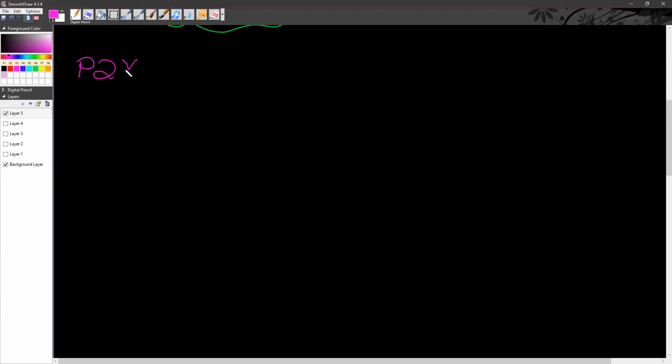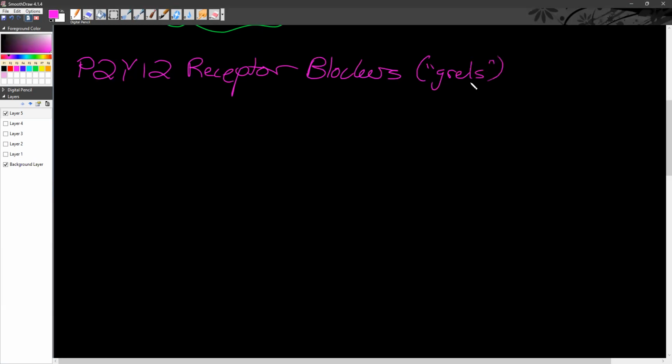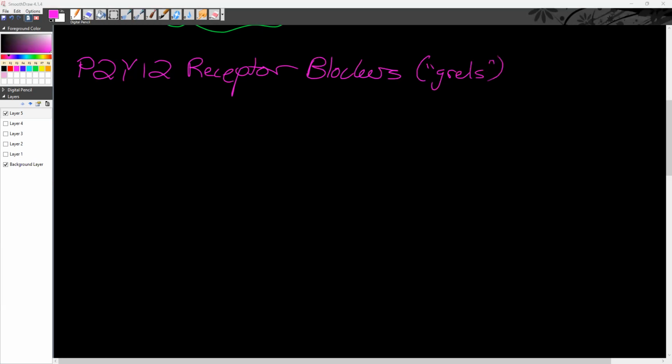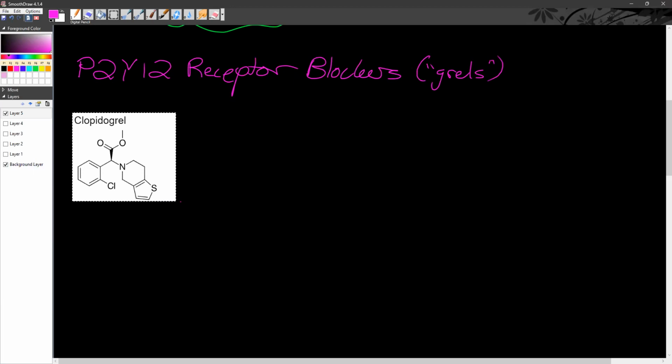When we go to what the P2Y12 receptor blockers are, this is where we talk about all the grels. So P2Y12, where ADP is binding to, all of our grels. What these guys are mostly relying on is a sulfur in order to make irreversible bonds with the receptor.